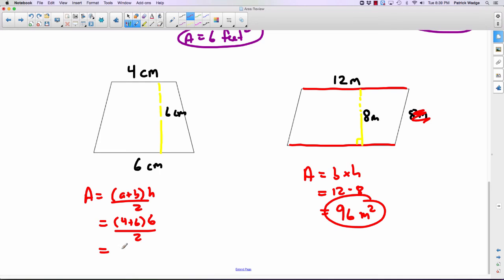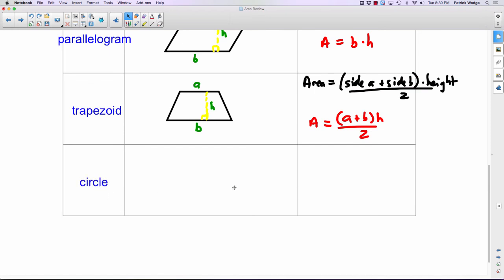So 4 plus 6 is 10. Then we're going to multiply that by 6 and divide by 2. 10 times 6 is 60, divide by 2. I know you wouldn't show all this work, but what the heck. So you get 30 centimeters squared, always squared. We only have one shape to go. It is a beautiful circle.